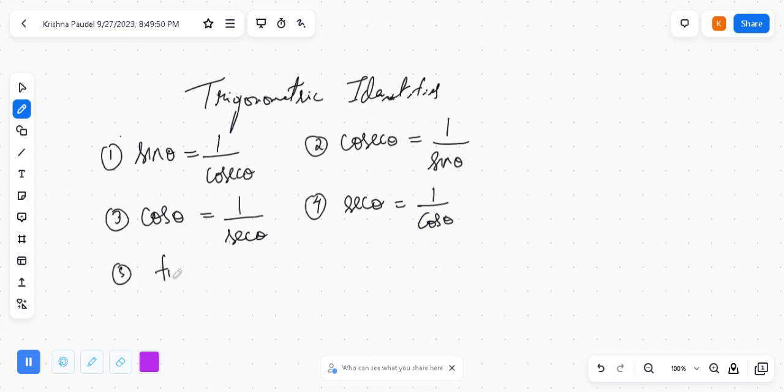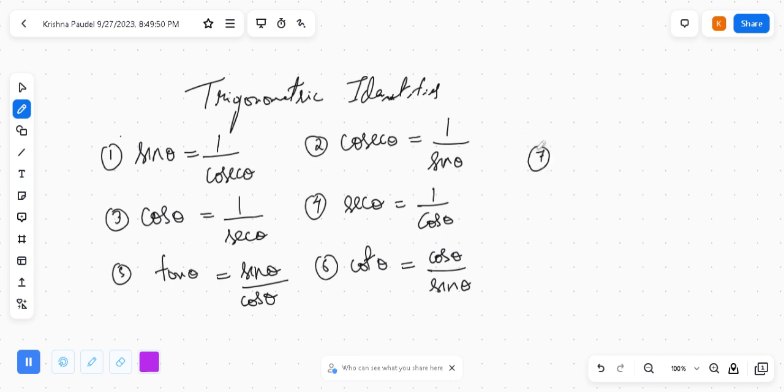Similarly, tan theta can be written as sin theta by cos theta, and cot theta can also be written as cos theta by sin theta. Actually, we can write tan theta even this way, which is 1 by cot theta, and cot theta can be written as 1 by tan theta.